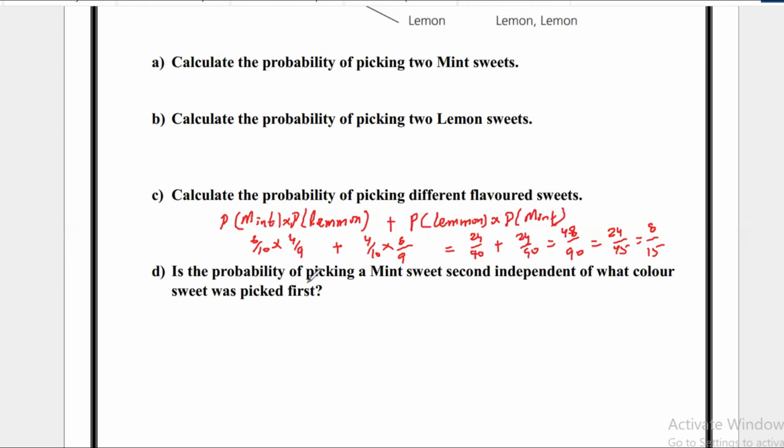And lastly, is the probability of picking a mint sweet second independent of what sweet was picked first? So no, it is not independent. It is dependent. Or you can say that no, it is not independent, because the outcome of the first affects the second probability, so it is dependent, not independent.